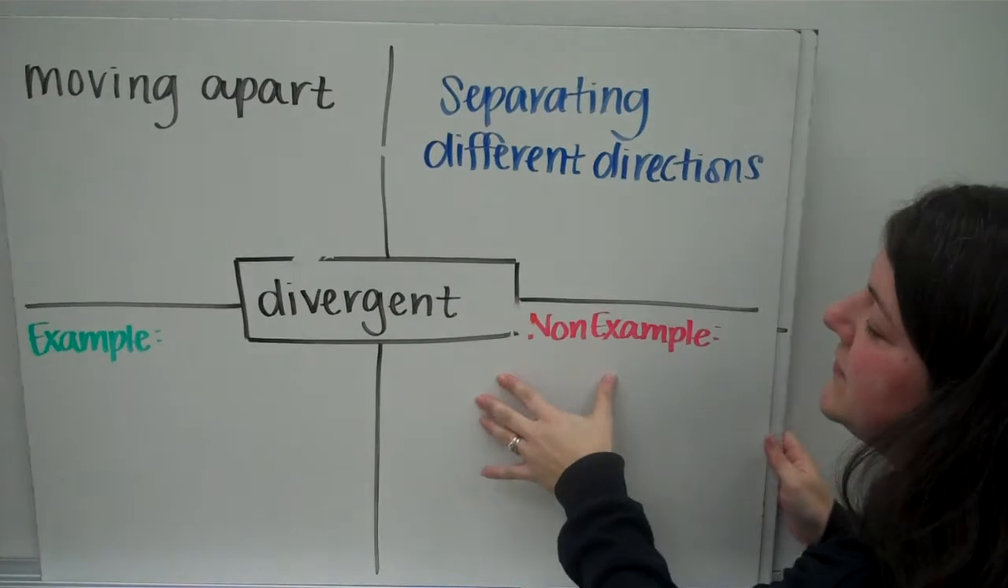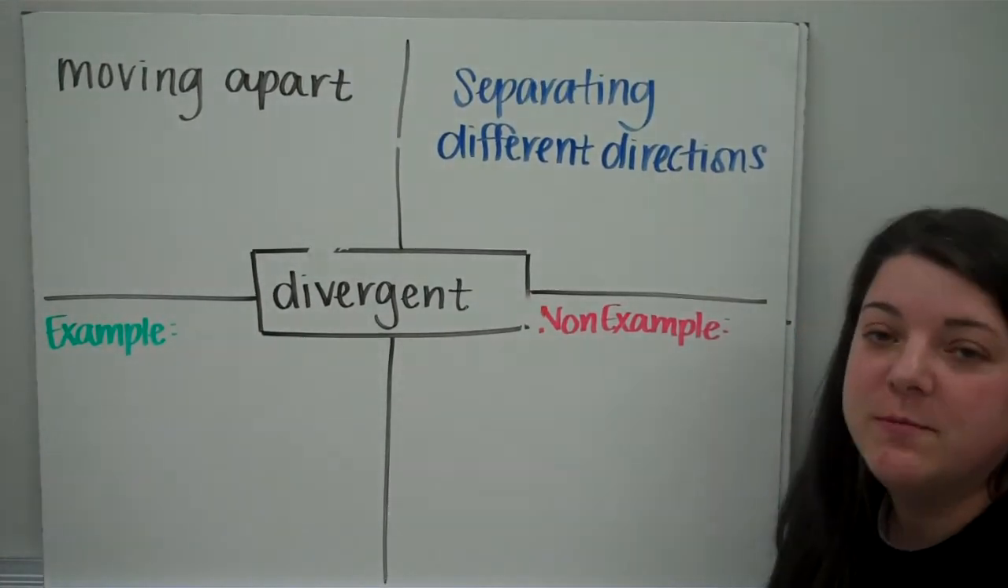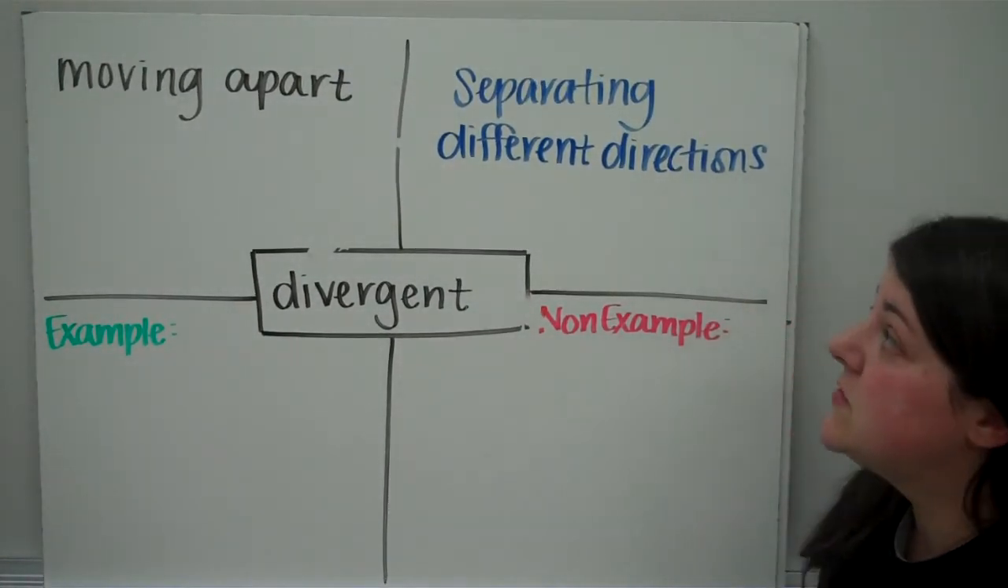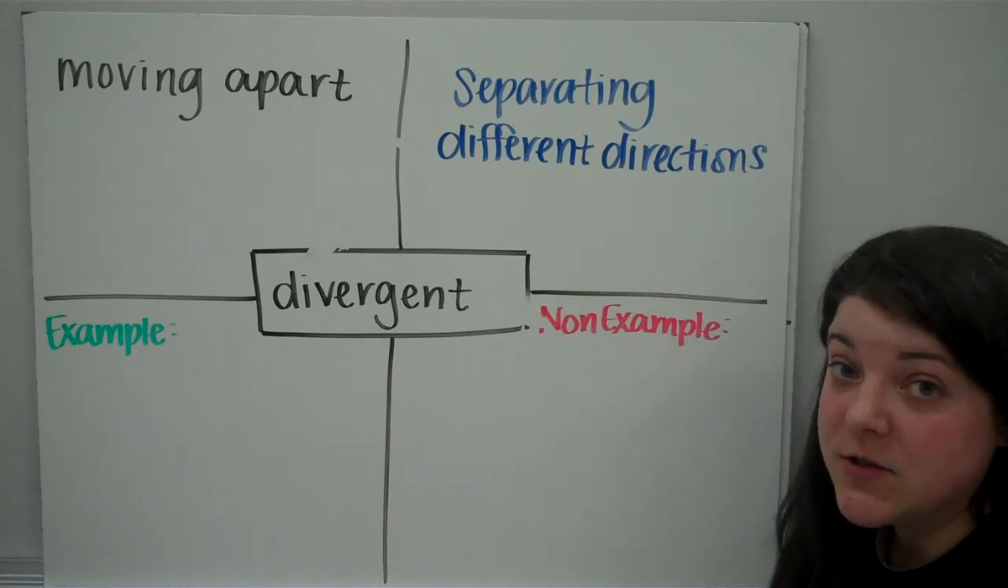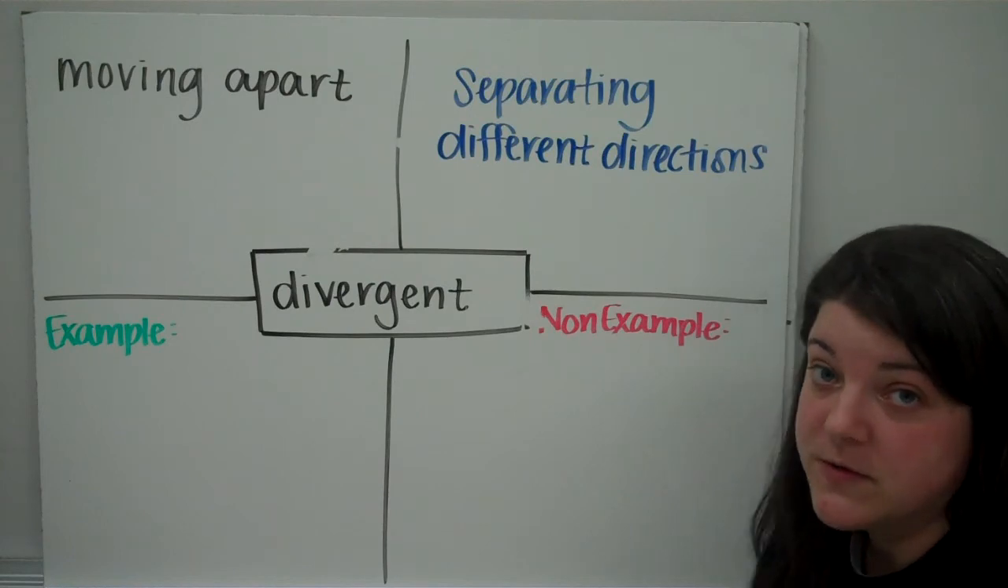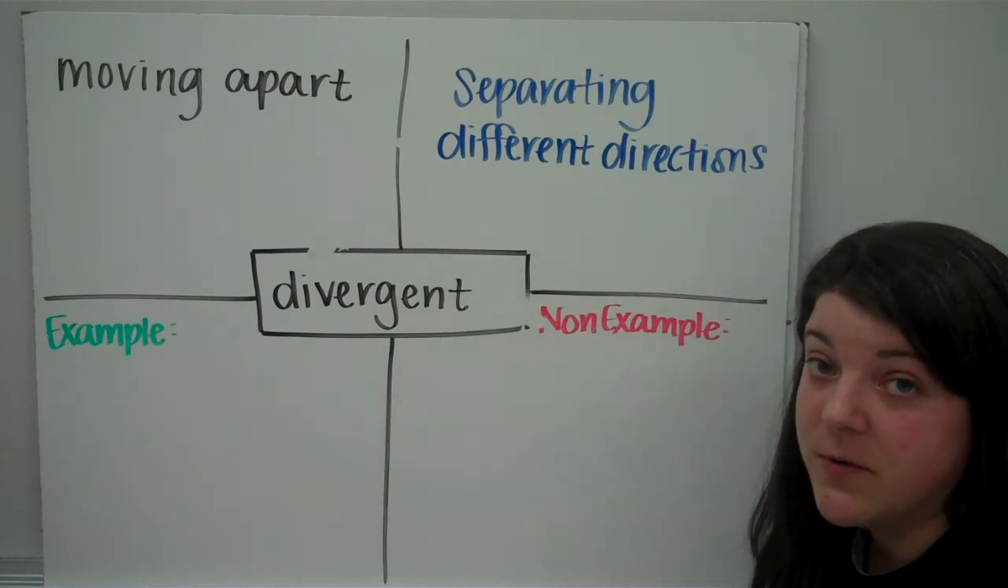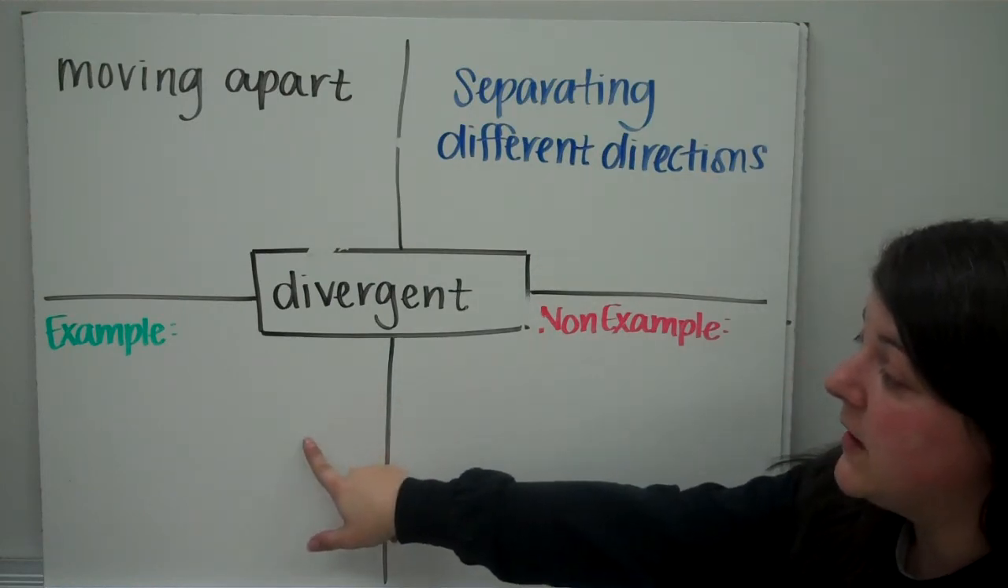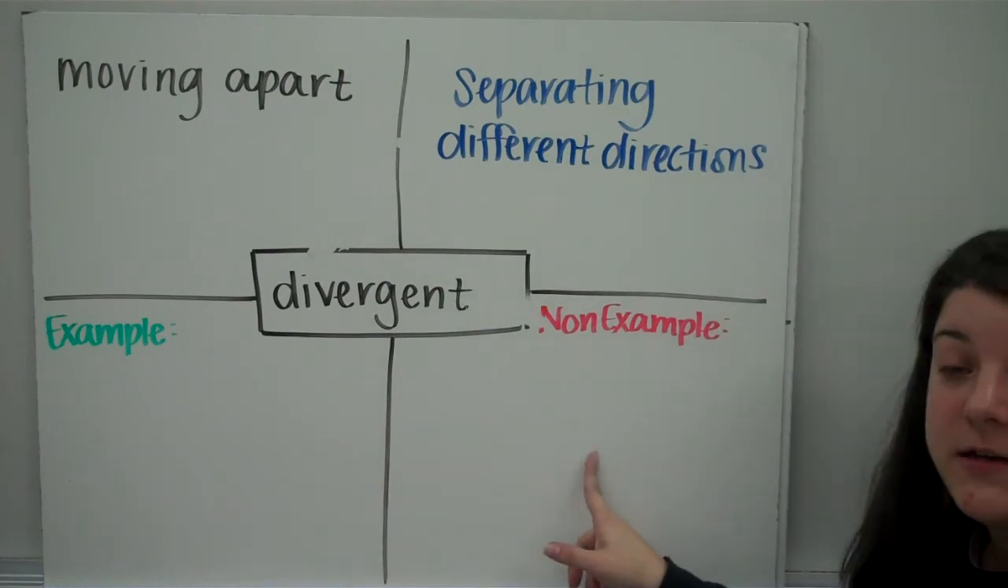Our next word is divergent. Divergent means moving apart. So it's separating and things are going in a different direction. An example might be divergent roads. They split off and go in different directions. So you would want to put an example here from your life and a non-example here.